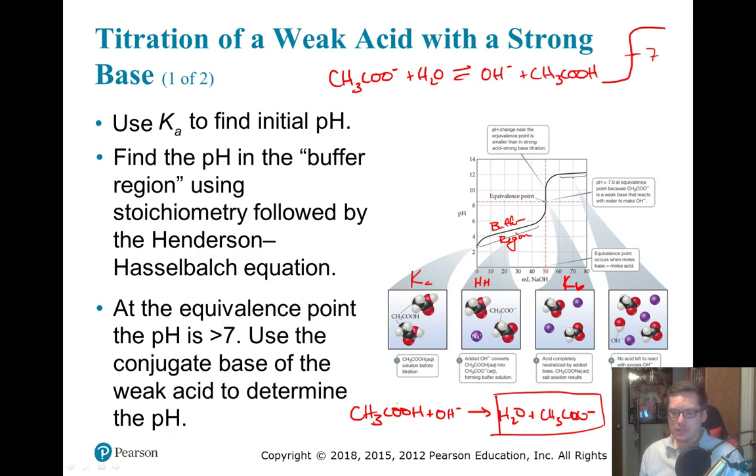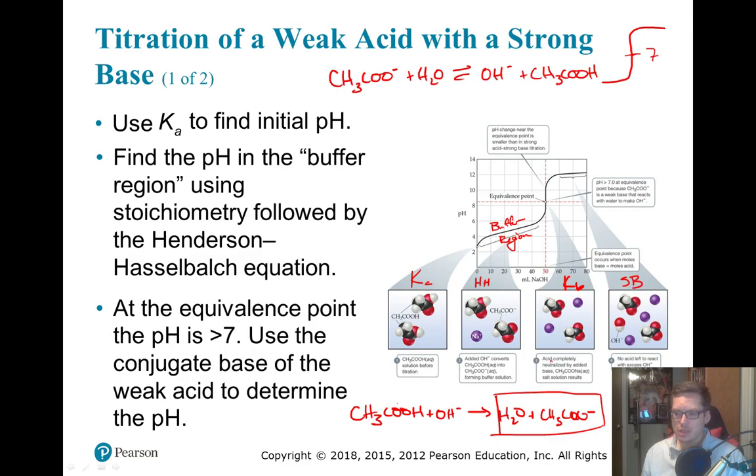Because all of our acetic acid turned into our acetate. Now, if you started with a weak base and titrated with a strong acid, you'd have the opposite. This would be a Kb problem, and this would be a Ka problem. After the equivalence point, though, it doesn't matter what the concentration of the acetate is because it's a weak base where you have excess strong base. So this just turns into a strong base problem.